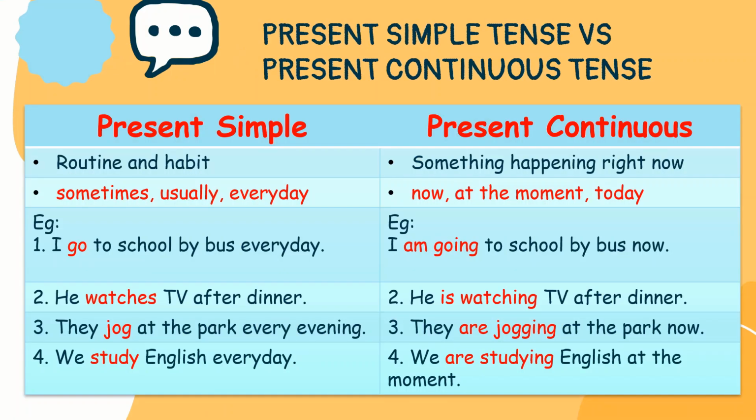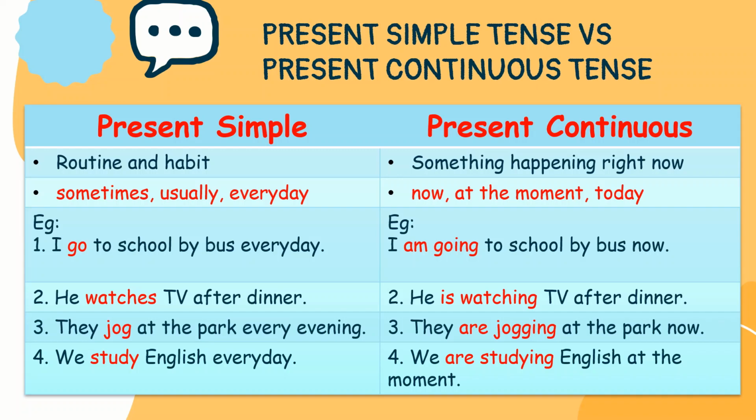So what are present simple tense and present continuous tense? The verbs in present simple tense we use for routines and habits. We use words like sometimes, usually, and every day. Sometimes and usually are adverbs of frequency, menunjukkan kekerapan. Or we can also use the word every day to show it is an action that you do every day. For example, I go to school by bus every day.